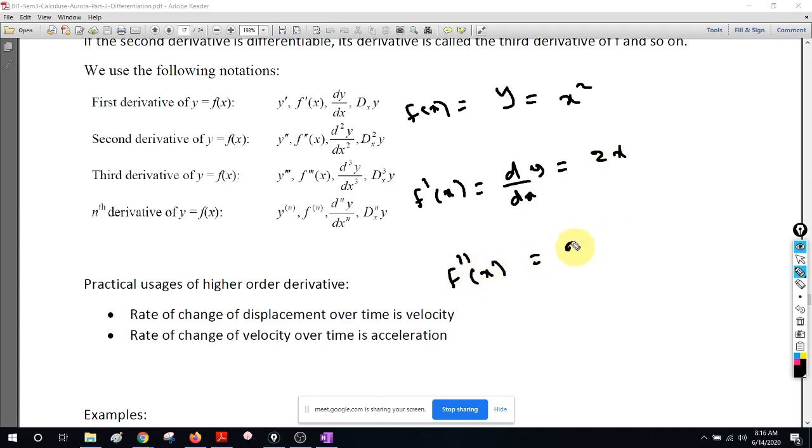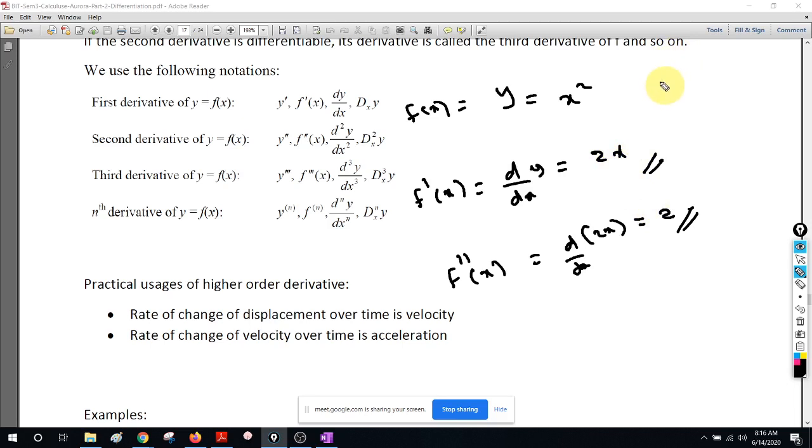That is d by dx of this function, 2x. Of course, you can take the constant out: 2 d by dx of x, which is 1, so the answer is 1. So this is the first derivative, and this is the second derivative. This is the rate of change of this, and this is the rate of change of the rate of change.